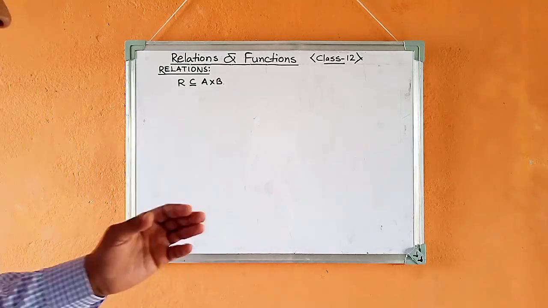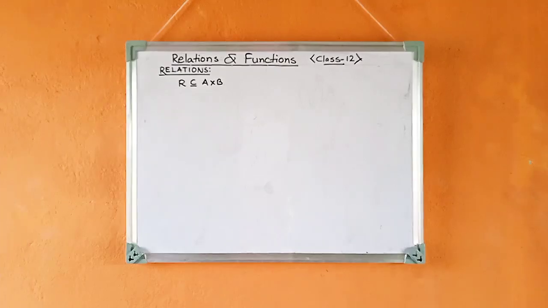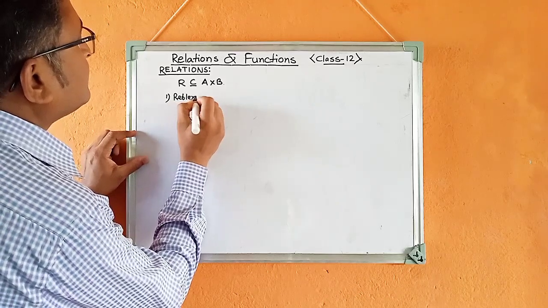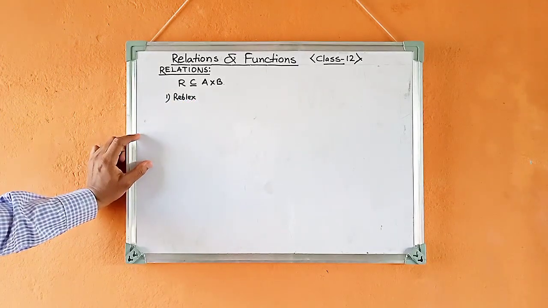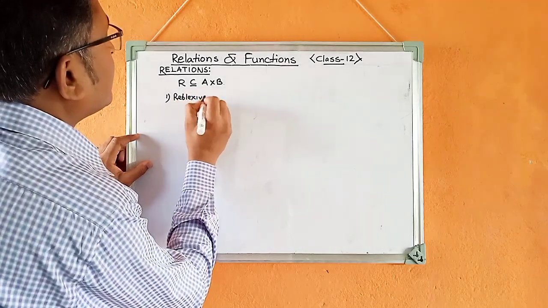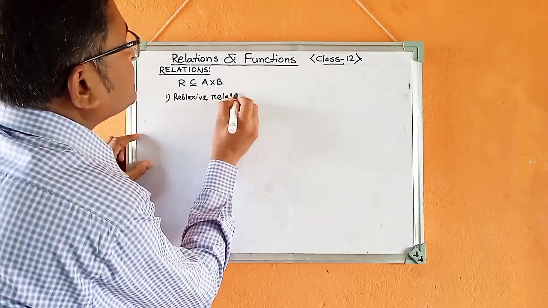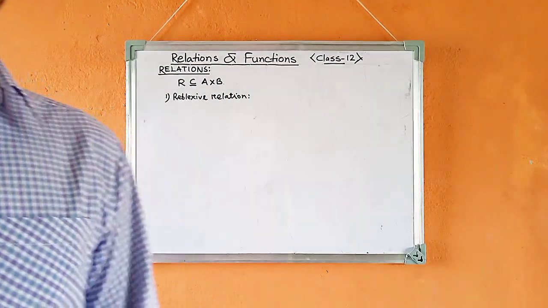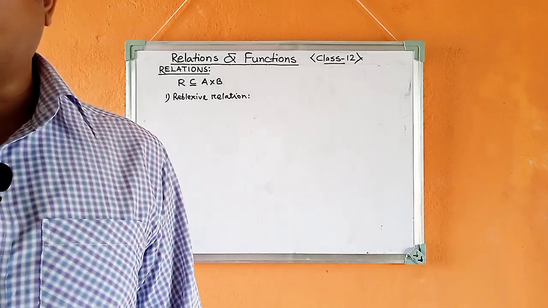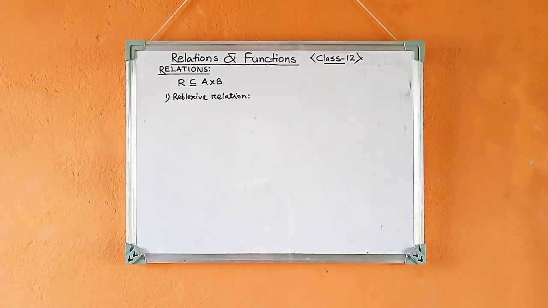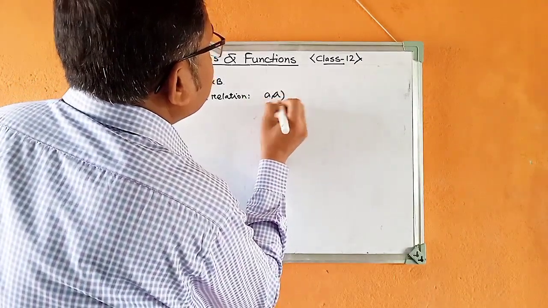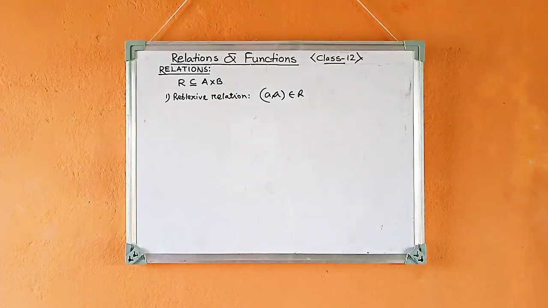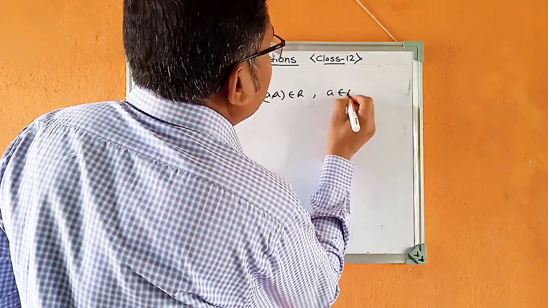Now come to the types of relation on a set. How many types of relation are there? Number one, reflexive relation. So what is a reflexive relation? A relation R in a set A is called a reflexive relation if (a, a) belongs to R for every a belonging to capital A.